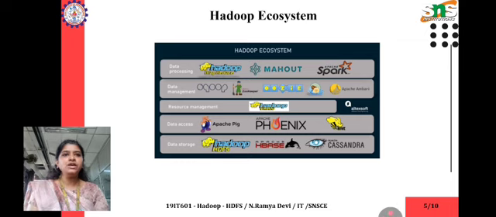Hive, Pig, Sqoop, HBase, Flume, Oozie, and Mahout. Hadoop MapReduce, Mahout and Spark are used for data processing, and Oozie, Zookeeper and Apache Ambari are used for data management. Resource management is handled by Hadoop YARN, and data access is handled by Pig, Phoenix, and Hive. The data storage is maintained by Hadoop HDFS, HBase, and Cassandra.